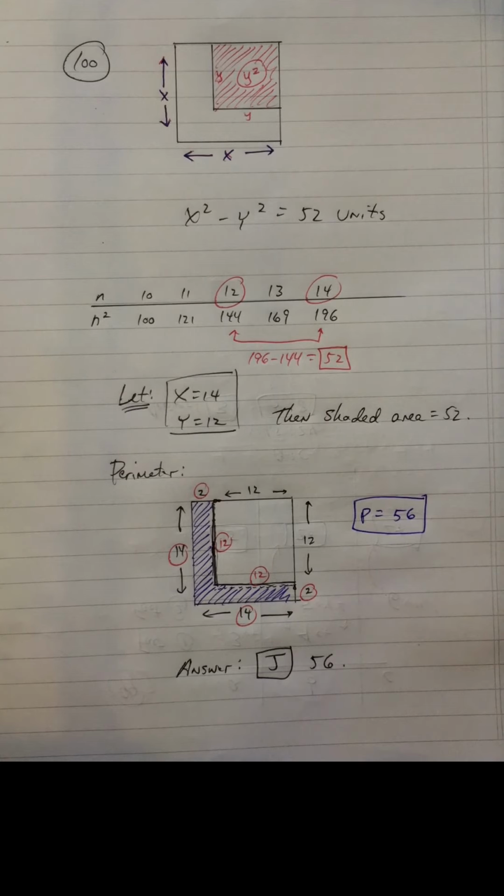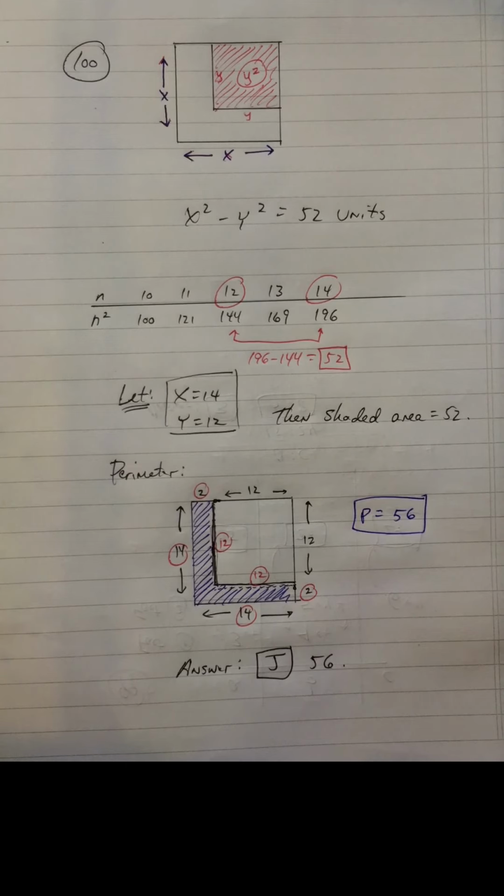Observing my list of perfect squares between 10 and 15, I noticed that, well, 12 squared is 144, and 14 squared is 196. That is the exact difference of 52 that I was looking for. The lower values of n between 1 and 12 did not create a gap of exactly 52 units. So I found that if I let x equal 14, then x squared would be 196. If I let y equal 12, y squared will be 144. Then the shaded region of the area will be 52.